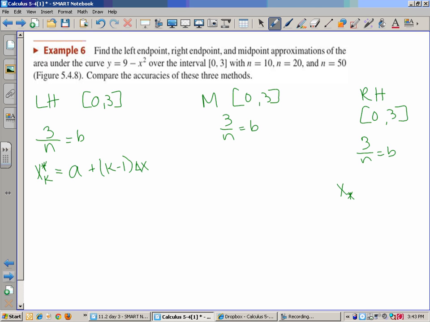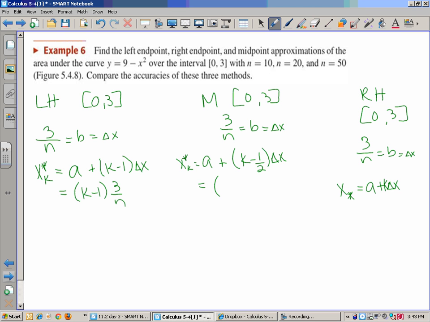Here your X star is going to be A plus K delta X. This is delta X. This is delta X. This is delta X. For your midpoint, you're going to start with your A value, but you're going to subtract a half of that every time you do it. So my A is 0, which is nice. So I'm going to have K minus 1 times 3 over N. Here I'm going to have K minus 1 half times 3 over N.